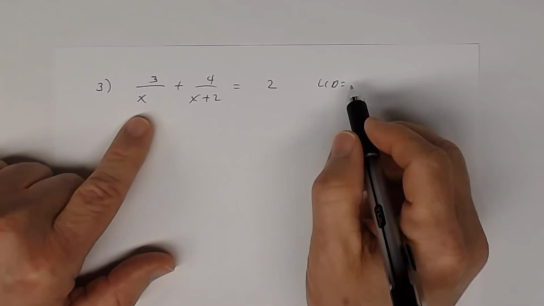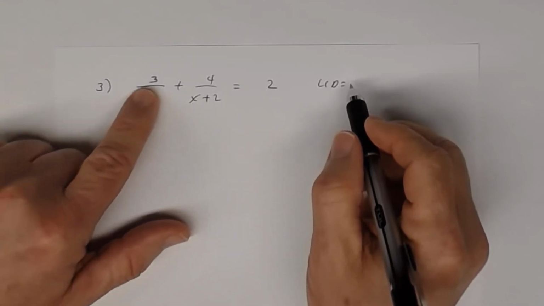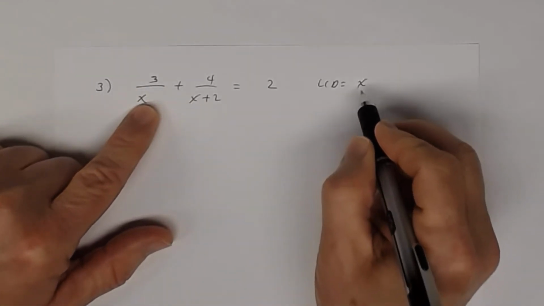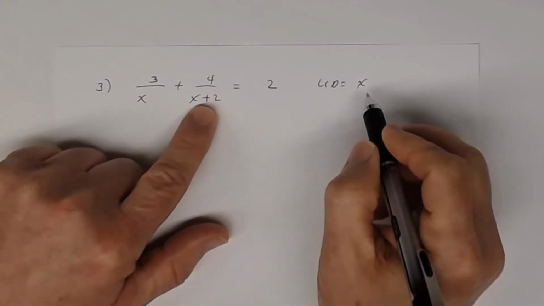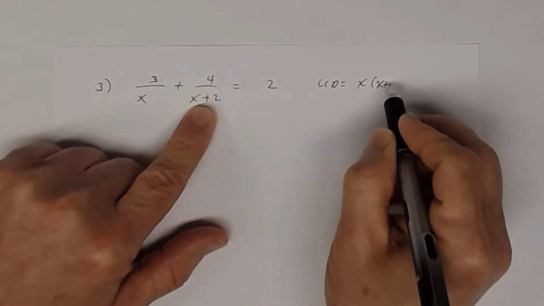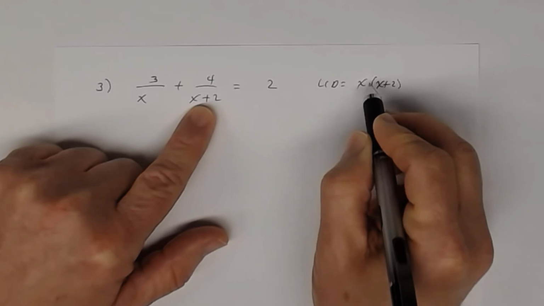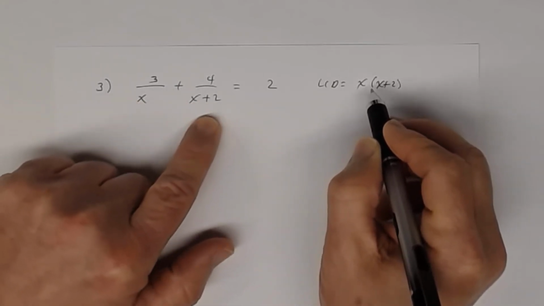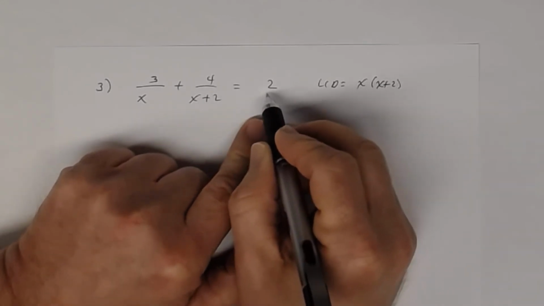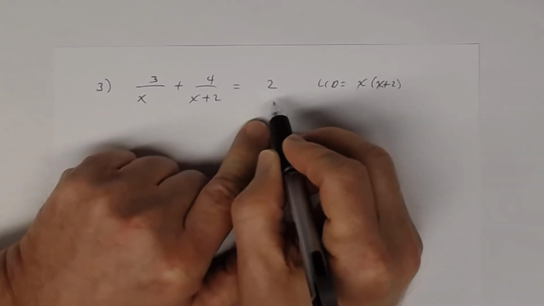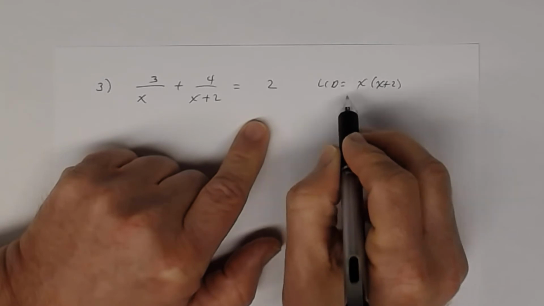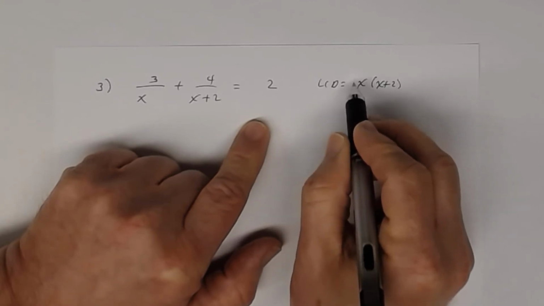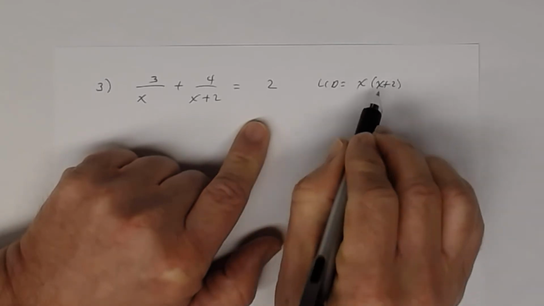will include factors from each of those denominators. So the factor x will be part of my LCD. The factor x plus 2 will be part of the LCD. Remember, it's a product, so see multiplication, product of each factor that you see in the denominators. And this right here, if you think of 2, that's really 2 divided by 1. Since that's a 1, we don't actually put it here. It's understood to be a 1. Okay, so there's your LCD.